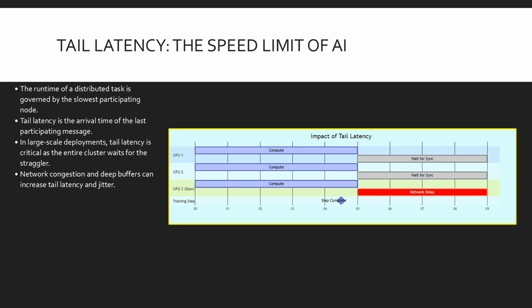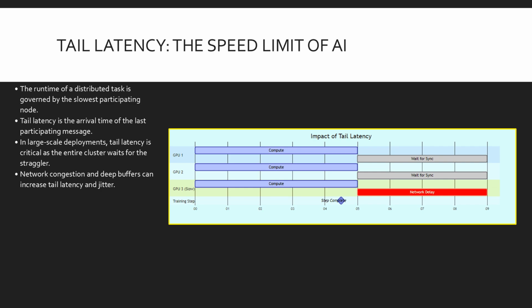Imagine 1,000 GPUs finishing a calculation. They cannot proceed to the next step until the last packet from the slowest node arrives. If network congestion or deep buffers cause even one packet to be delayed, valuable GPU resources sit idle, waiting. Therefore, consistent low latency is far more valuable than high average speeds with occasional spikes.